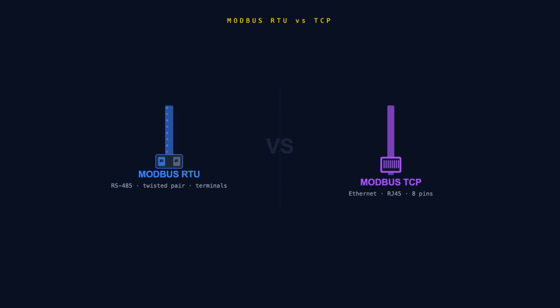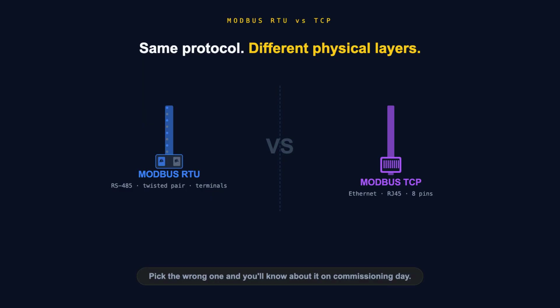Modbus RTU and Modbus TCP confuse every controls technician on first encounter. Same protocol, different physical layers, completely different decisions. This video covers the shared protocol layer, the RTU serial layer, the TCP Ethernet layer, when to pick each one, and the gateway trick that lets old RTU devices live on a modern TCP network.